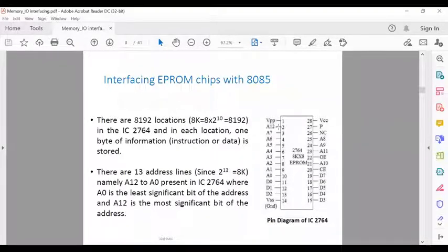A0 is the least significant bit of the address, and A12 is the most significant bit of that address. They are used to select memory locations in the IC during the memory read operation. How you can select a particular memory location will be discussed after this slide.